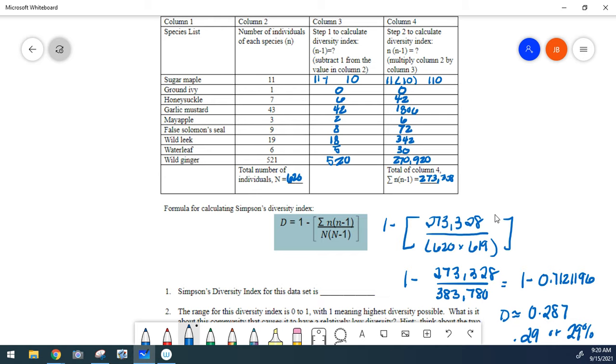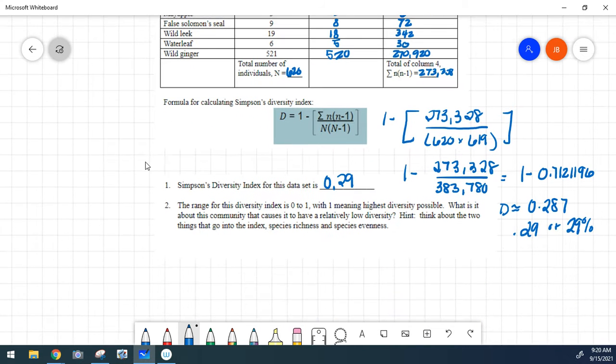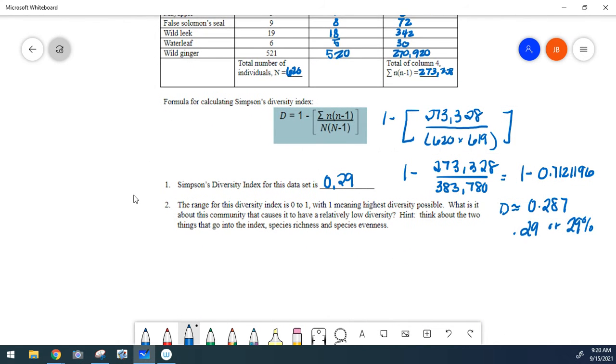Okay. So what is the diversity index? Well, the diversity index is about 0.29 if I round. Then I'm going to answer the next question that says the range for the diversity index is 0 to 1, meaning 1 has the highest diversity possible. What is it about this community that causes it to have relatively low diversity? Because obviously 0.29 is not close to 1, so that's low diversity.